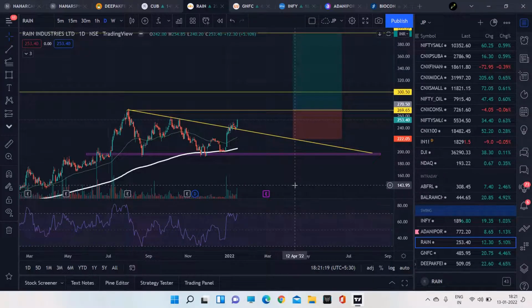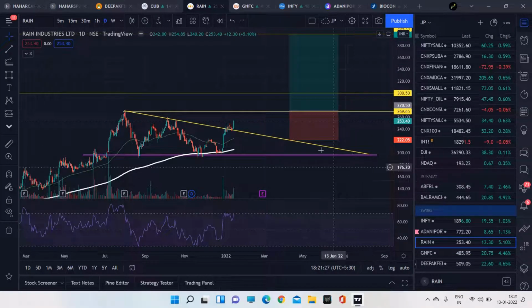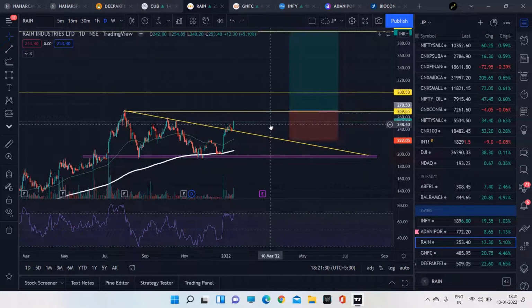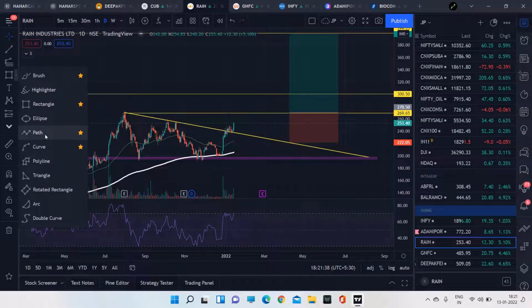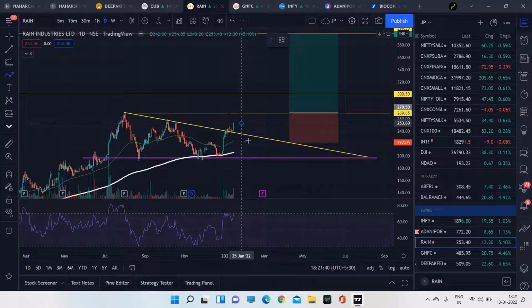I don't think that Rain Industries completely follows this pattern because it has broken this trend line or resistance, you can say. Okay, so we'll just simply wait for it to breach 269.65. That's our entry point. It doesn't matter if it consolidates here from down here or if it goes down here. Even if it takes resistance at this level and comes here, you can simply ignore it.